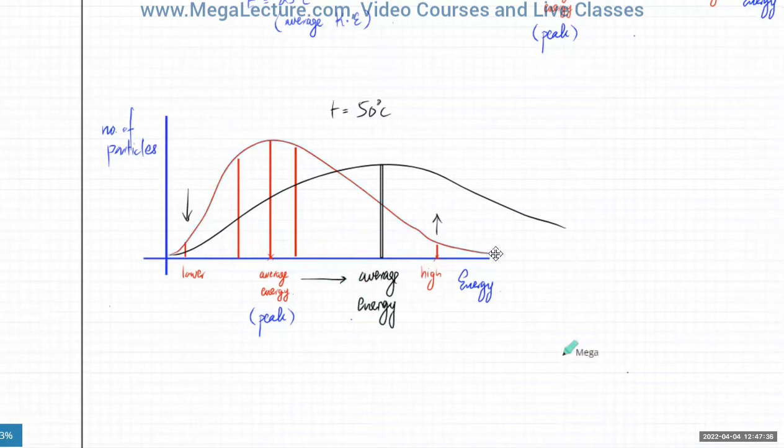The number of particles at higher energies would be more, so the graph would rise on this side, and the number of particles with lower energy would be lesser. So the graph is going to go down from this side. On the right side, it's going to go up, more particles at high energy. On the left side, it's going to go down, fewer particles at lower energy. And the peak would shift to the right as well because the average energy is now much higher, corresponding to 50 degrees centigrade. So is this idea clear?